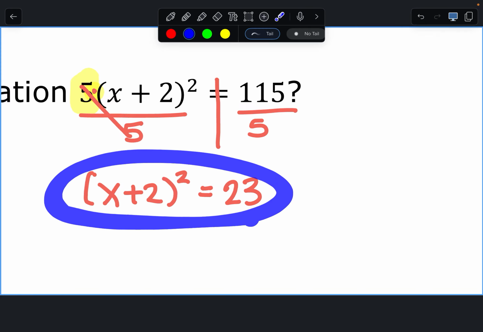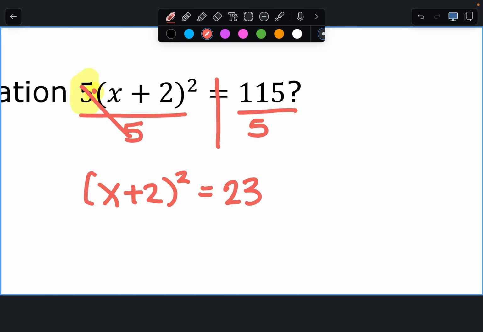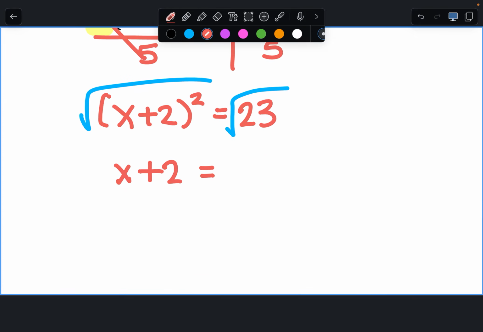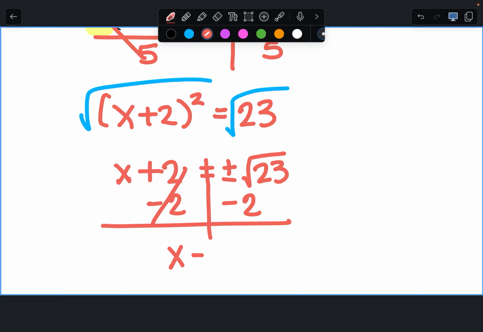Now this looks exactly the way it did in your assignment. How do you solve that? Square root it. Now what happens when you take the square root of 23? It's a decimal, so you leave it under the square root. Continue solving by subtracting 2. You get x is equal to negative 2 plus or minus root 23.